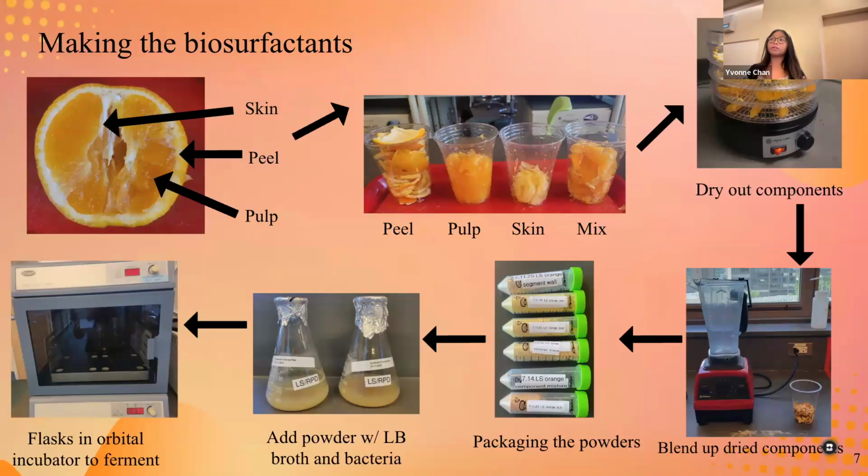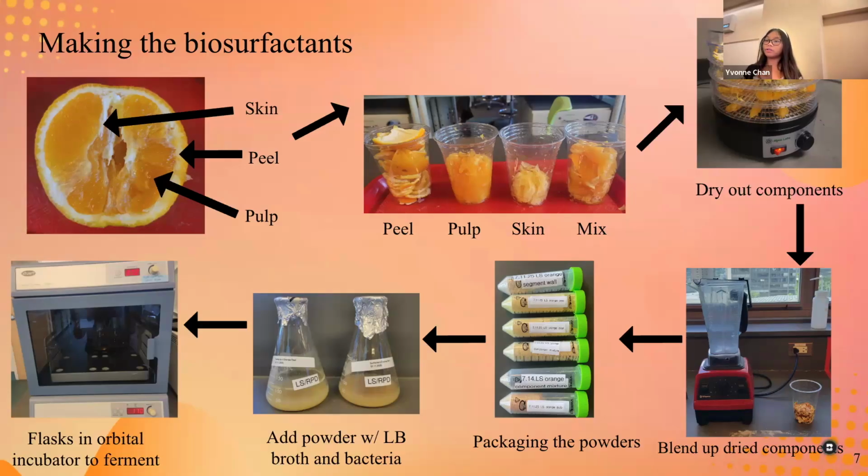With making the biosurfactants, let's take a look at the anatomy of an orange. The skin, formerly known as the segment wall or the membrane surrounding the pulp, can be classified as orange skin. The orange pulp, including the juice part, is the orange pulp. The peel, which includes both the rind and the pith surrounding the outside, is the orange peel. These were all separated into their according categories, and a mixture of the components was also made. With these four components, they were made into four different biosurfactants.